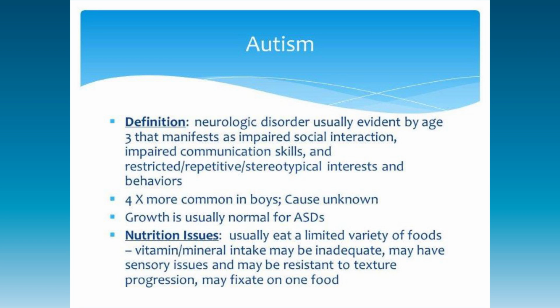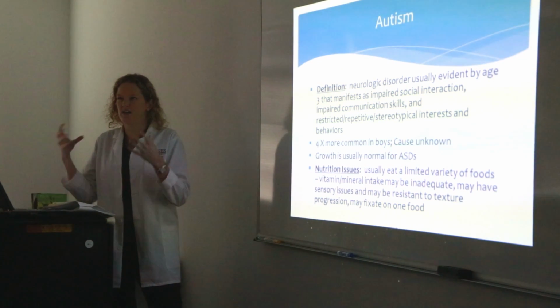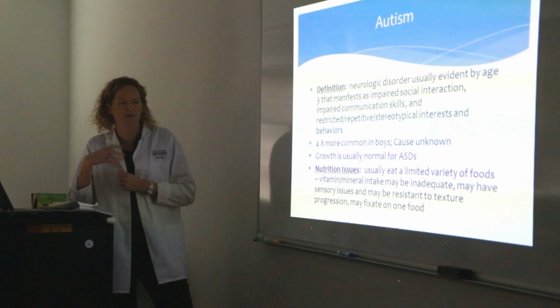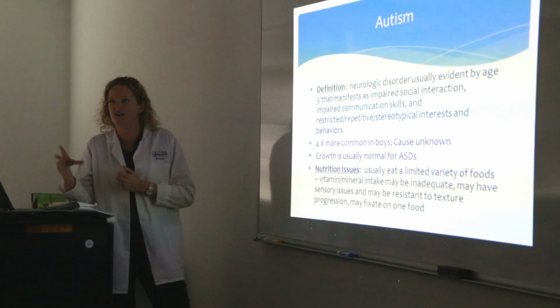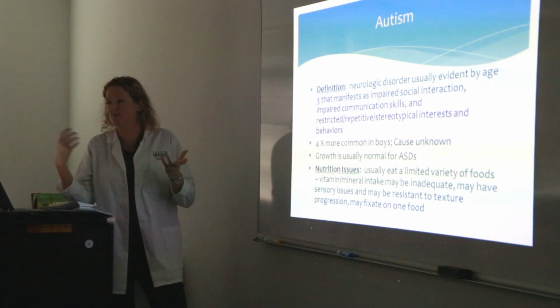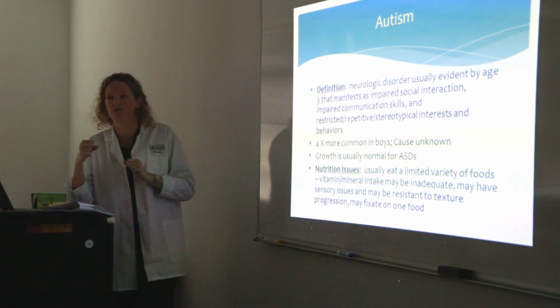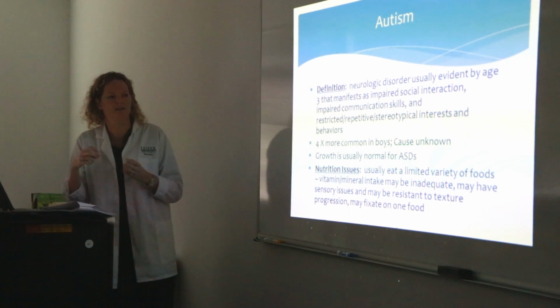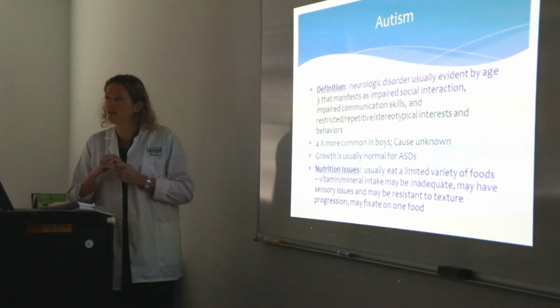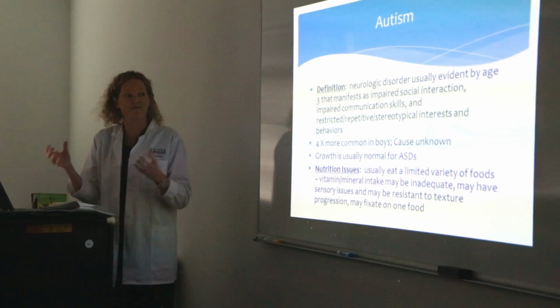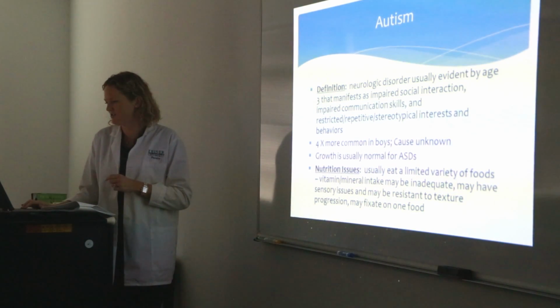But they do usually eat a very limited variety of foods. They tend to be very picky eaters. So that's going to cause maybe an issue with getting in enough vitamins and minerals. So they may have some sensory issues or issues with certain textures. So they may also fixate on a certain food. So I had a patient with autism, and all he would eat was plain potato chips. So breakfast, lunch, and dinner was plain potato chips. Something about that was the texture he liked, and that was all he would eat. So they can be very challenging trying to get them to get their vitamins and minerals and all of their nutrient needs met.